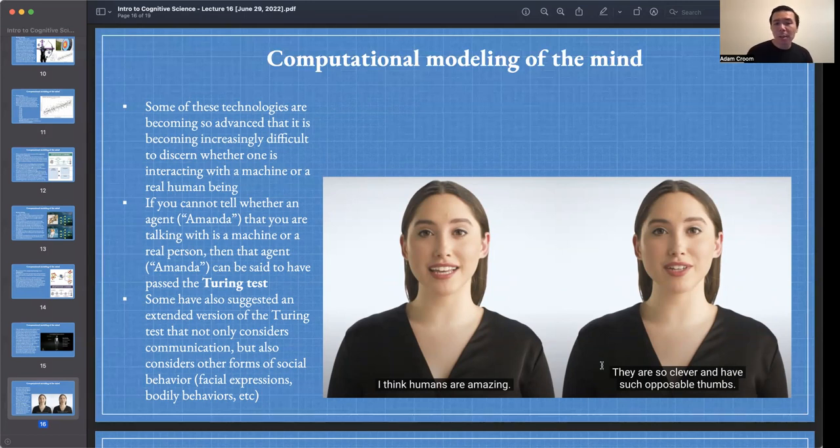Some have also suggested an extended version of the Turing test that not only considers communication, but also considers other forms of social behavior, such as facial expressions, bodily behaviors, and so on. Okay, and we're getting to a point where the agents that we engage with online are becoming hard to differentiate, right? Whether they're robots or humans, machines or humans.